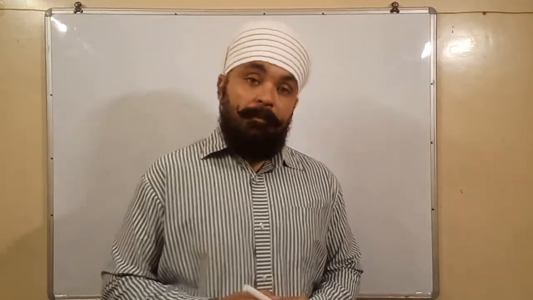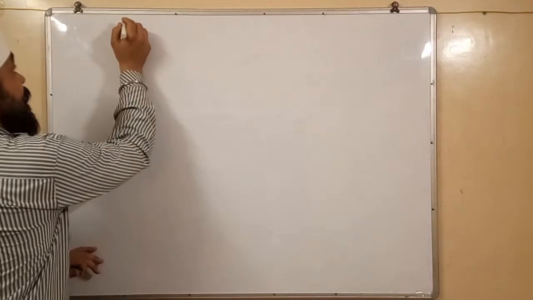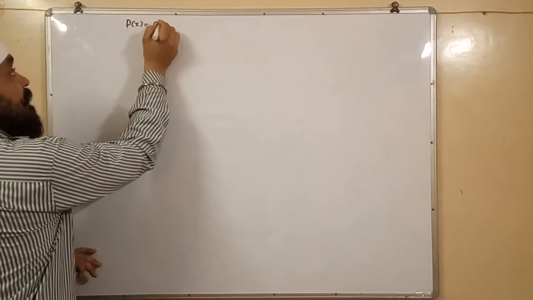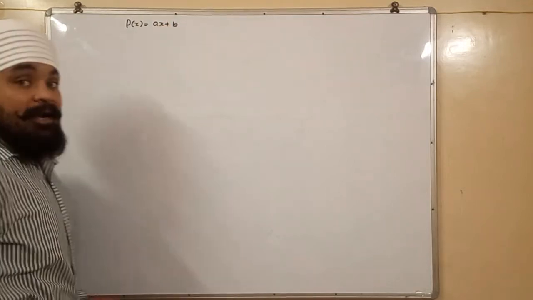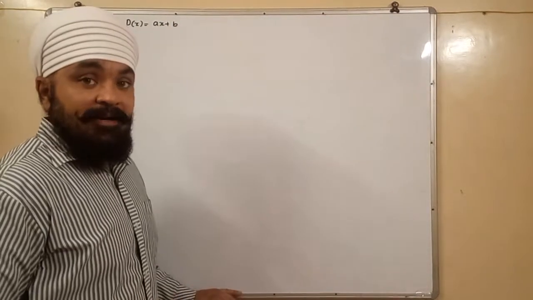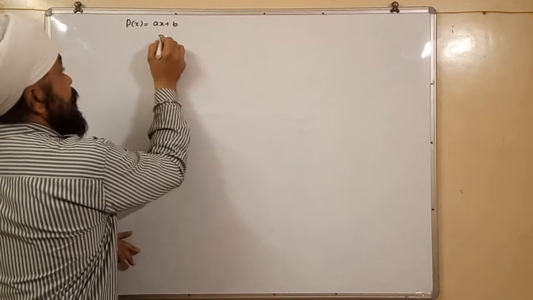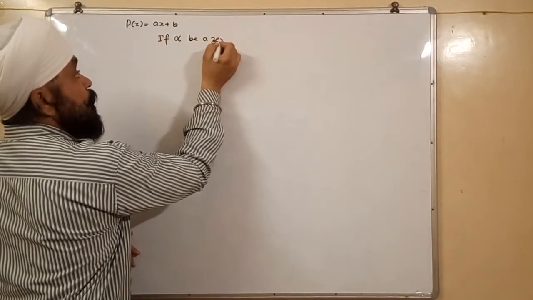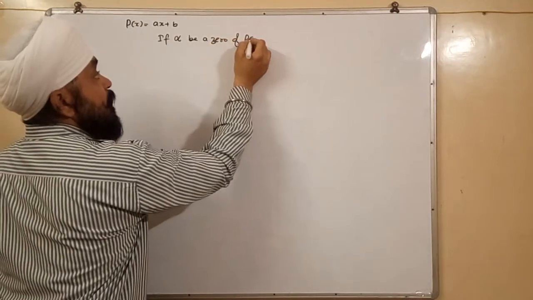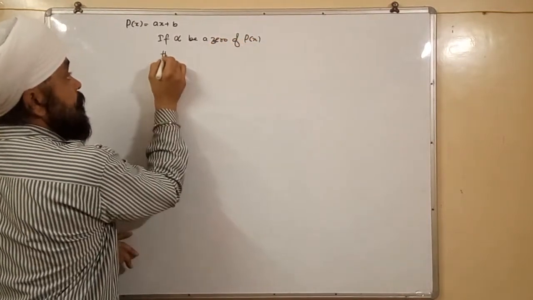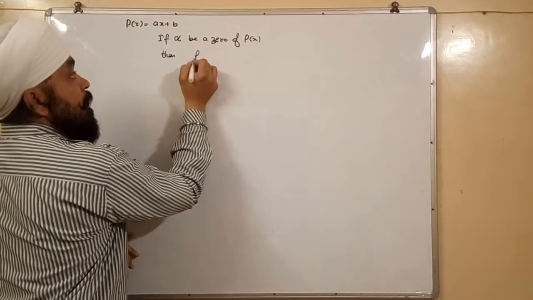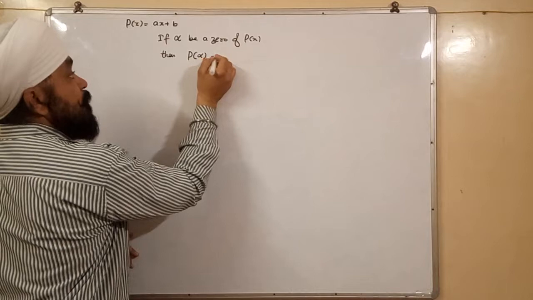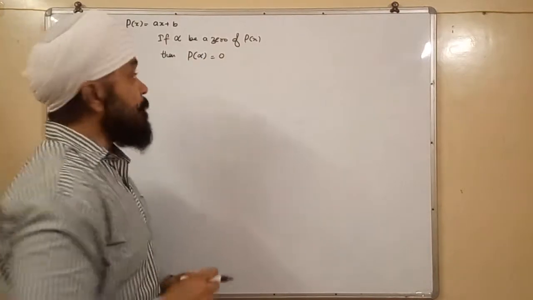of the polynomial. So to start with, I am taking a linear polynomial. Let there be a linear polynomial given as ax plus b. And as we have studied in class 9, if alpha is a zero of this polynomial, then this polynomial at alpha will be 0. So that is the main part of that.